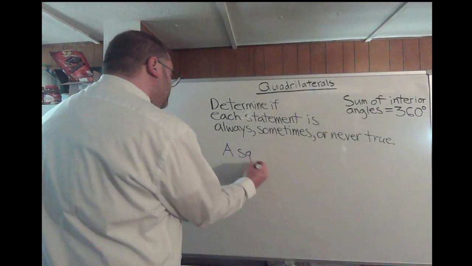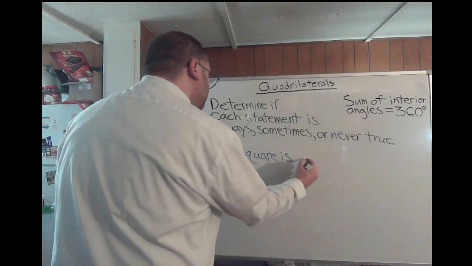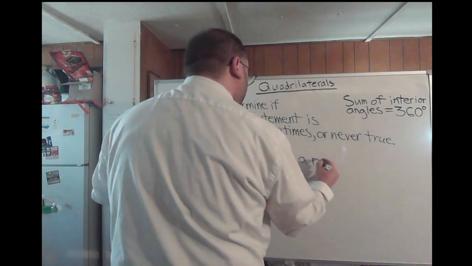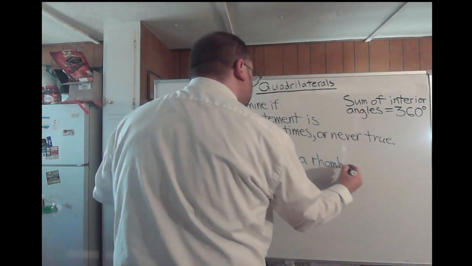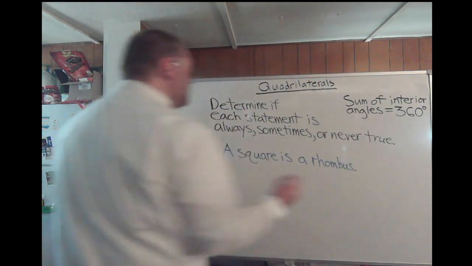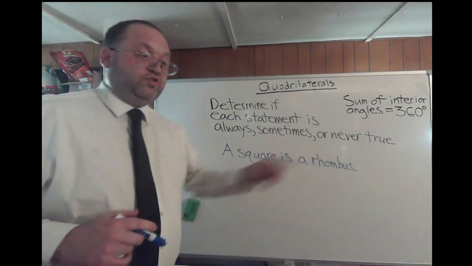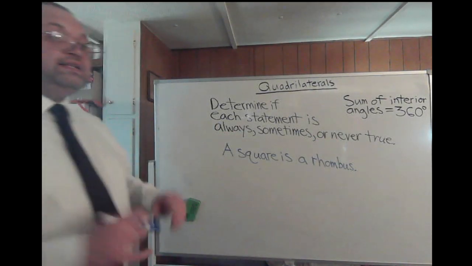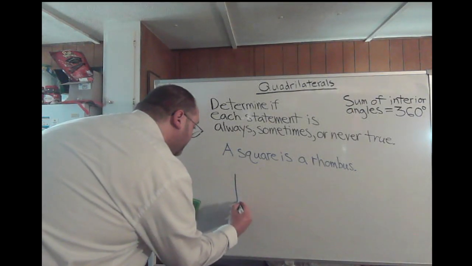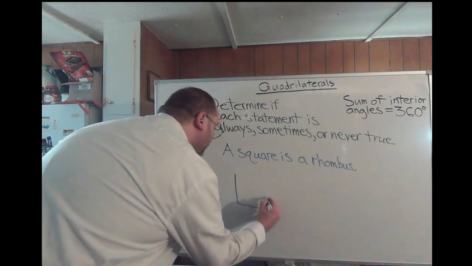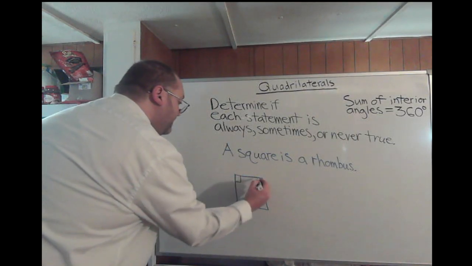A square is a rhombus. A square is a rhombus. Is this statement always, sometimes, or never true? Well, in order to answer that, let's draw a square. Let's go ahead and draw ourselves a square. That might help to have an illustration here. A square has four right angles, right?